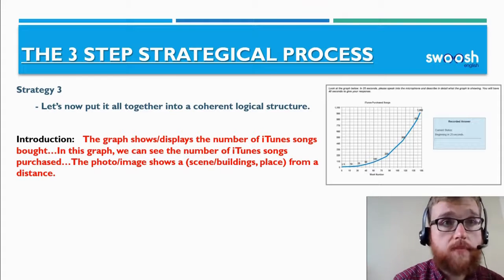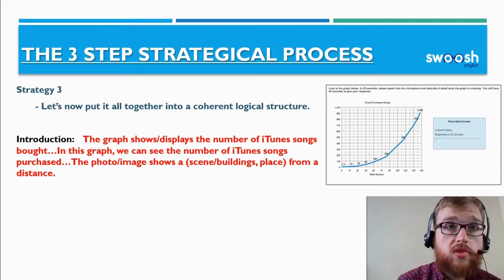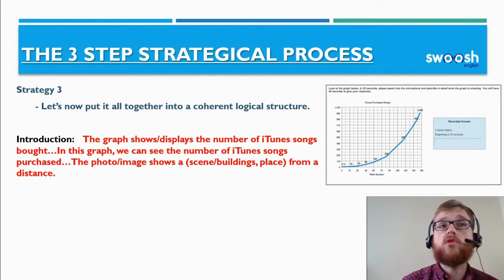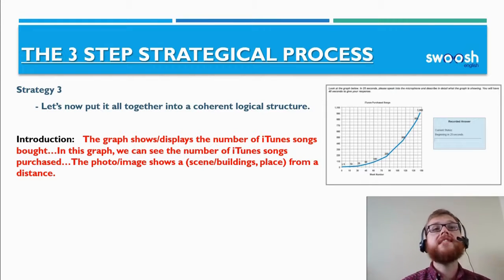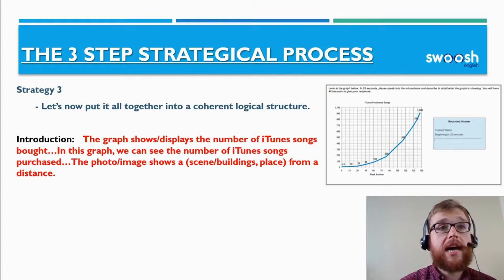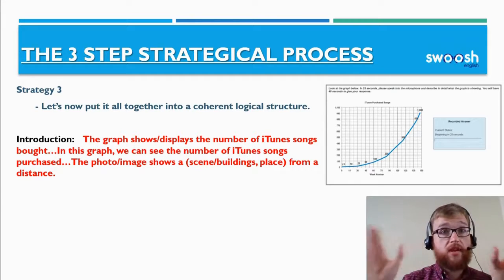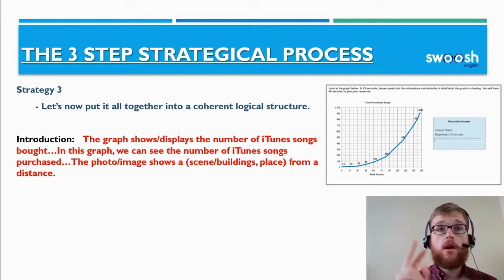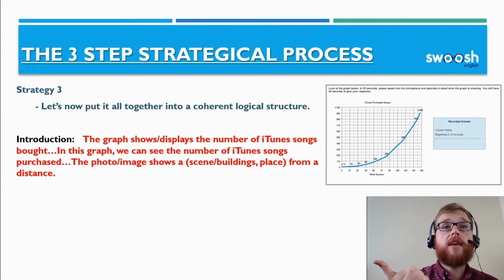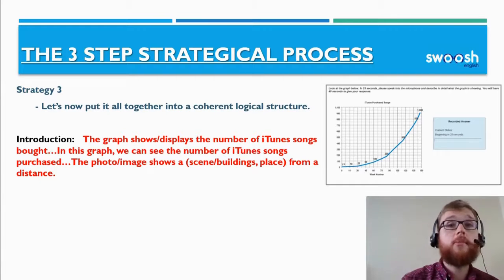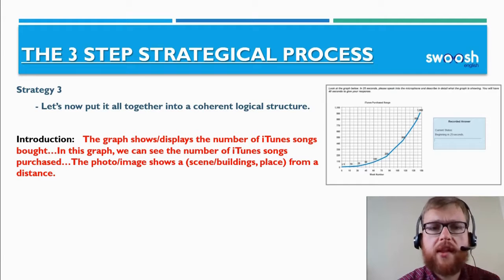We start with the introduction. You could use phrases like the graph shows, displays the number of iTunes songs bought. In this graph, we can see the number of iTunes songs purchased, or the photo image shows a scene building from a distance. This third example is an example of what we're going to use for our describe image in terms of picture and description. So don't refer to that too much now. We'll look at that in the next set of examples. For now, we're only looking at what the graph shows in terms of our statistical information. So the first two examples apply well to that. So think about how we can open it in the same way.